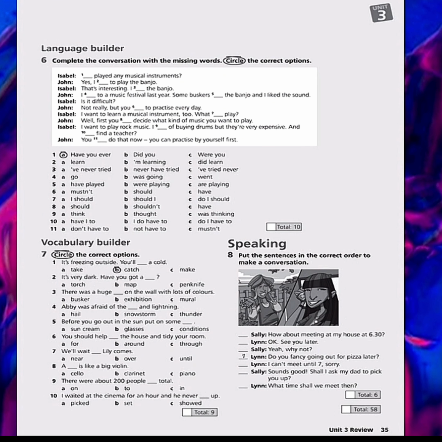Workbook page 35. Language Builder, Section 6. Complete the conversation with the missing words. Circle the correct options. Vocabulary Builder, Section 7. Circle the correct options. Section 8. Put the sentences in the correct order to make a conversation.